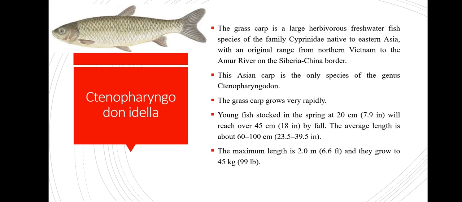The grass carp grows very rapidly. Young fish stocked in the spring at 20 cm will reach over 45 cm. The average length is about 60 to 100 cm. The maximum length is 2 meters and they grow to 45 kg. So this is a very important exotic carp.